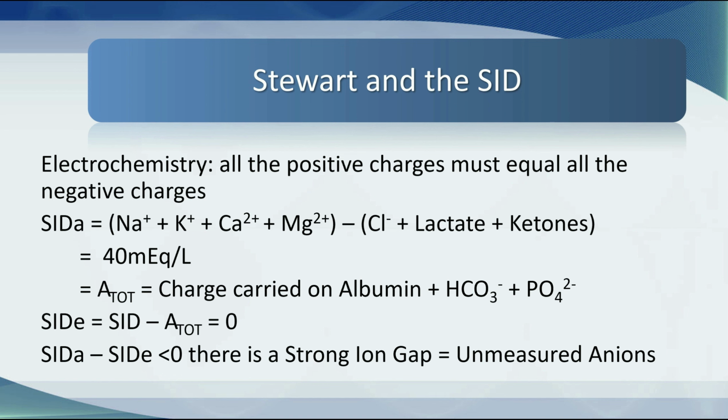But in Stewart's approach, you have to measure everything. So the sodium plus the potassium plus the calcium plus the magnesium minus the chloride plus the lactate plus the ketones. So they're all the strong anions and strong cations. And that gives us our strong ion difference of 14 milliequivalents per liter. That should be balanced by the weak acid pool, which is the charge carried on albumin, bicarbonate, and phosphorus. So the strong ion difference minus the weak acid pool equals 0. If there is a surplus between the two, there is a strong ion gap and there are unmeasured anions present.